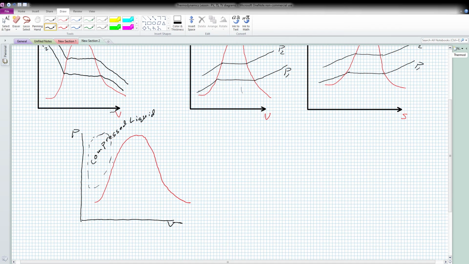Think of it as you have water sitting at room temperature. Water at room temperature would be a compressed liquid. It's just liquid. But to increase that to boiling, you then have to pump in a lot of energy, and at that point you're moving up a temperature line. You're increasing the temperature of the fluid.